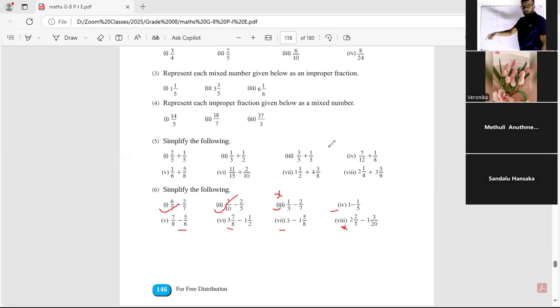So I told you, guys, you have to do the rest. I have shared my screen, right? And you have to do from 3 to 8, right? 3 to 8.